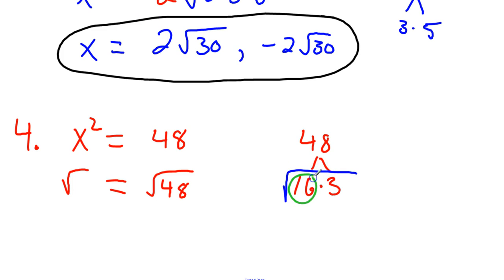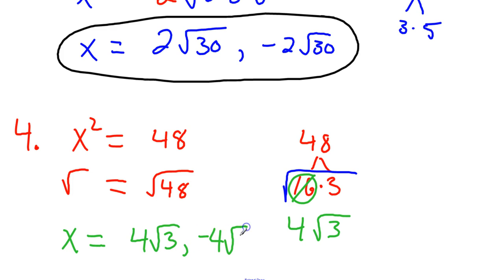Take the square root of 16, you make that 4, and then the 3 is left on the inside. So x could be 4 square root of 3, also could be negative 4 square root of 3.